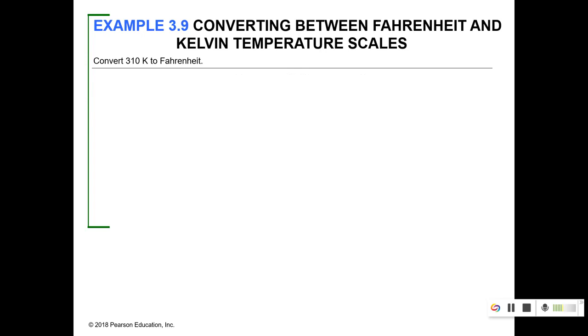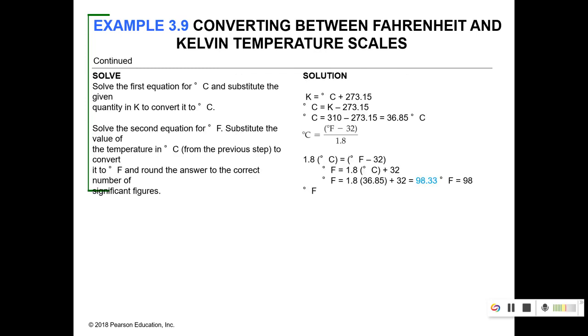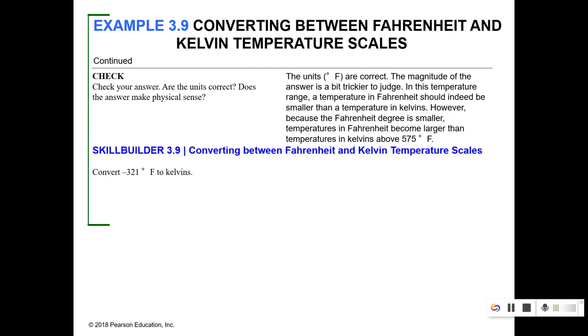This one does require 2 steps. So we solve for Celsius from Kelvin, and then we plug that into our Fahrenheit equation. So we got 36.85 Celsius. We plug that in and we get 98.33 Fahrenheit, or 98 degrees Fahrenheit. I'm not going to work another one of these. Just know that if you have to go through both, you need both equations. Again, I'm not testing Fahrenheit. I will only test Celsius and Kelvin.